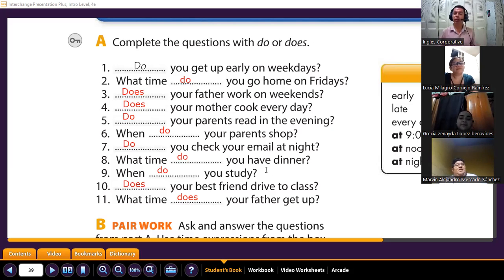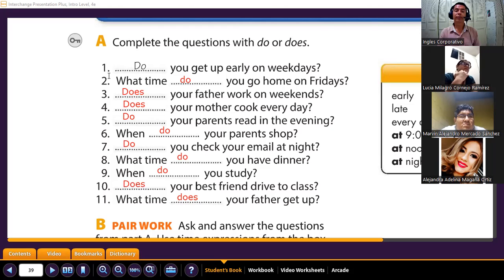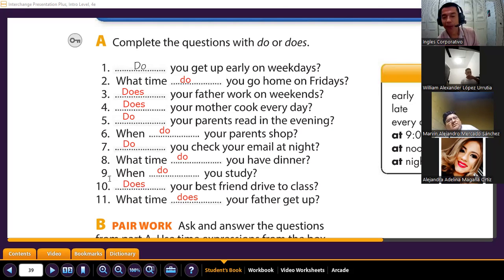Good. Now, to see the difference between yes, no questions and information questions, you say yes, no, or information. Number one, yes, no, or information? Yes, no. Number two? Information. Three, yes, no. Four, yes, no. Five, yes, no. Six, information. Seven, yes, no. Eight, information. Nine, information. Ten, yes, no. 11, information. Now you see the difference, right?